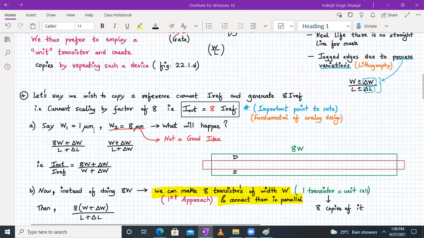So let's say W1 is 1 micrometer and your W2 is 8 micrometer. So let's do this and check it out, because I out is W2 upon W1. Ideally it should work on paper, right? But it's not a good idea. Why is it not a good idea?